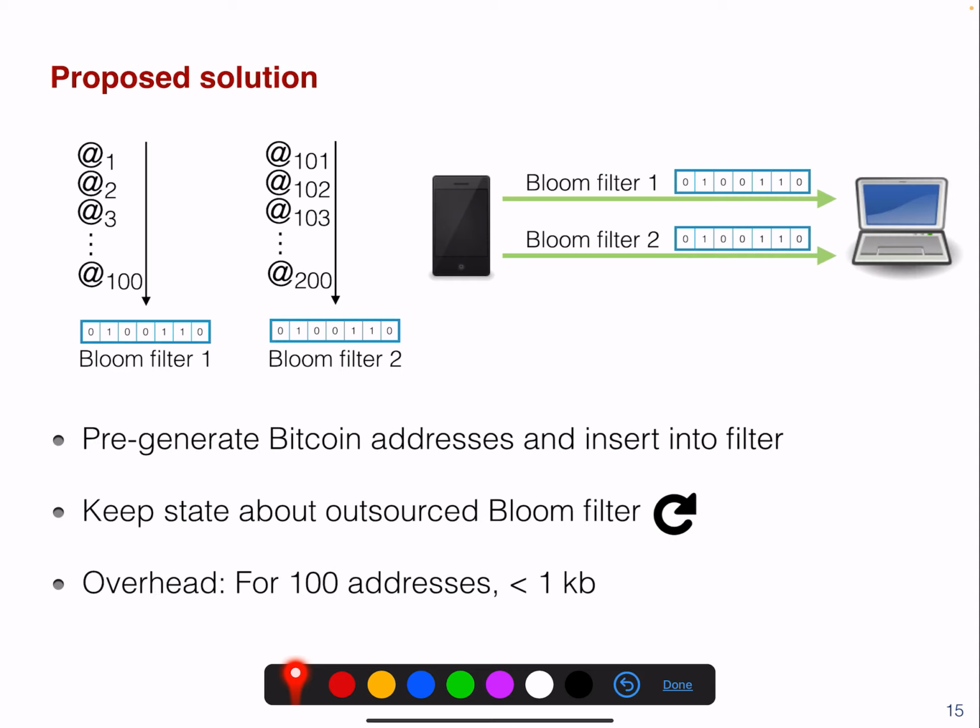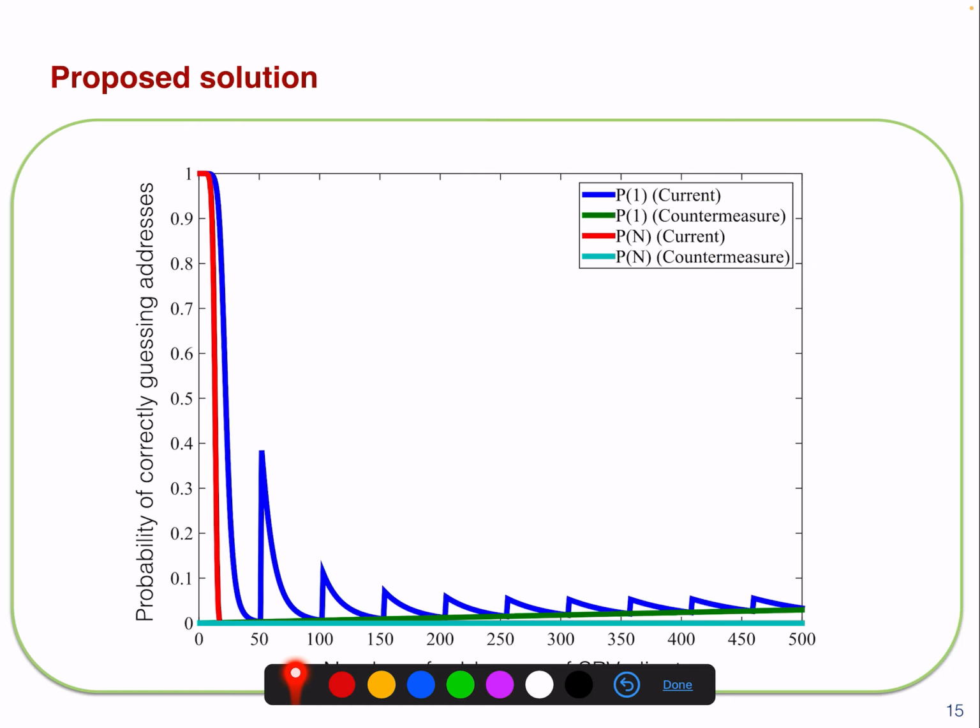So one proposed solution is that you pre-generate filters. For example, if you want to use 100 addresses, well, why don't you generate 100 addresses, insert them in the filter, and this is what you outsource. If you need more than 100 addresses, you do the same again. You have then multiple bloom filters, all with the same false positive rate, which is not changing over time. So these are pre-generated Bitcoin addresses. Obviously, you want to keep the state for the outsourced bloom filters, and the overhead is relatively small because these filters are not that huge.